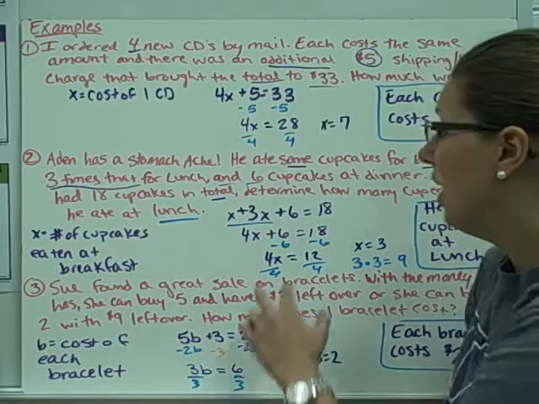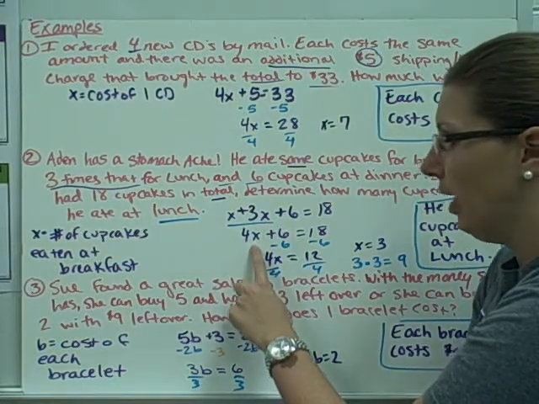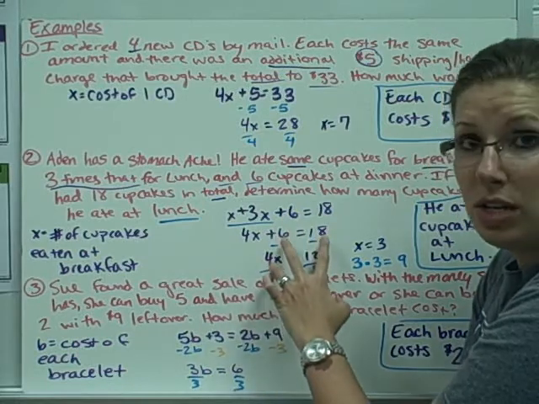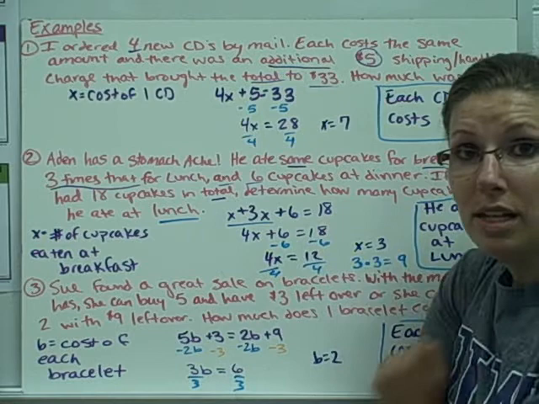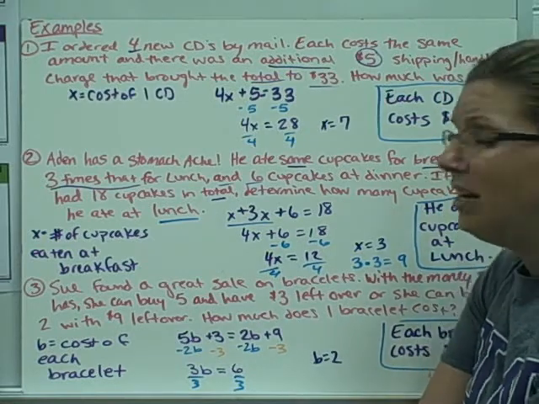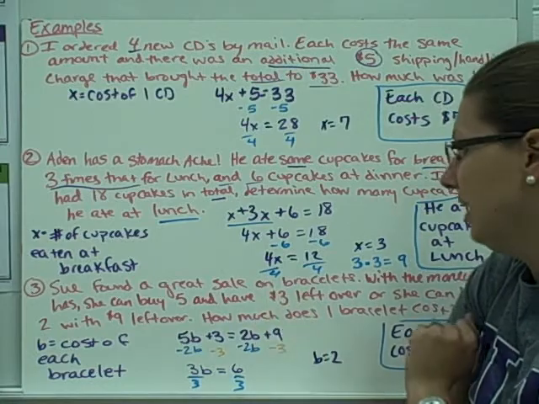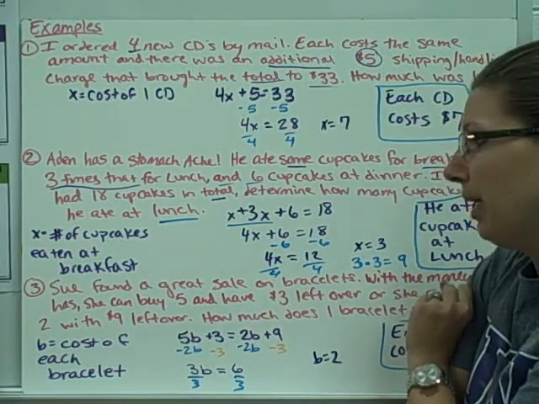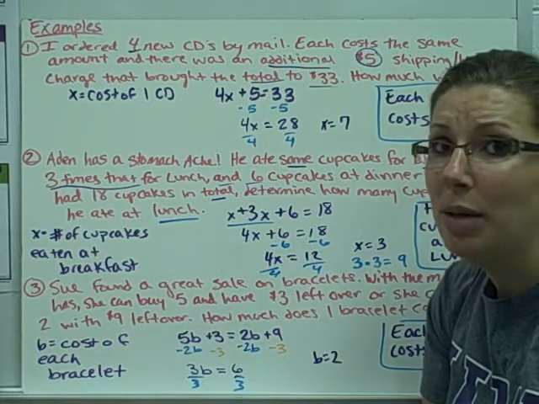Now I can solve by combining like terms. 1X plus 3X equals 4X's. Bring down what you didn't use. Undo the plus 6 by subtracting 6 from both sides. Then undo the multiplying by 4 by dividing by 4 on both sides. I get X equals 3, but what did X represent? X represents the number of cupcakes he ate at breakfast.